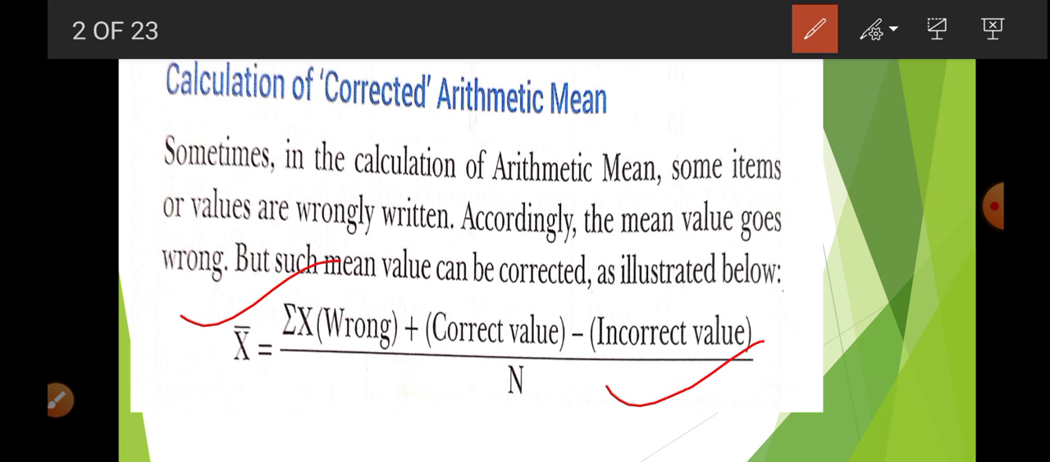Okay, so we are going to use this equation when any value we read wrong. What is this equation? X bar is equal to sigma x plus corrected value minus incorrected value upon n. Okay, so here is given one question.